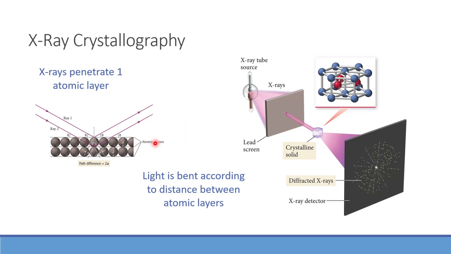And here is how it actually works. So X-rays can penetrate that first atomic layer and there is an angle here, and they measure that angle. So light is bent according to the distance between those atomic layers. So this works because X-rays, a form of electromagnetic radiation, also behave like those light waves that we saw earlier in the chapter on the atom.